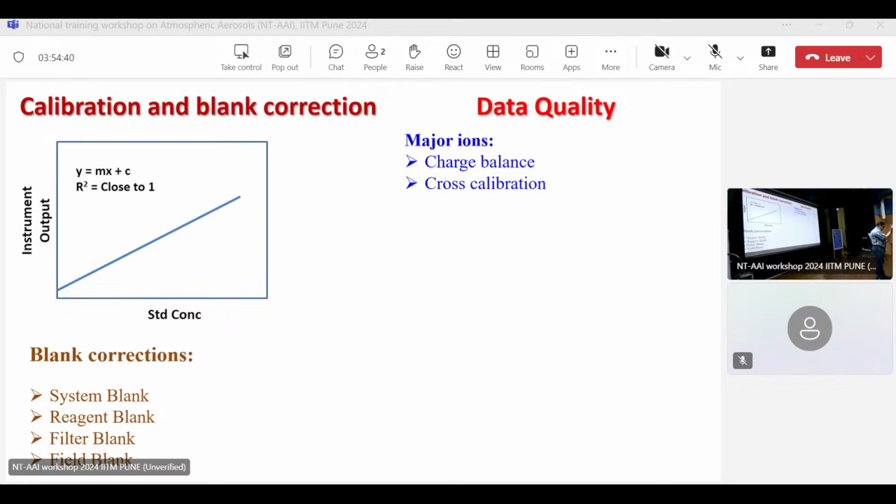Then sometimes we see that there is dominance of cation or anion based on the sources. So, like if it is coming from a diesel generator or something, it will have a lot of sulfate, and so it will suppress other ions. So, what in that case can we say?